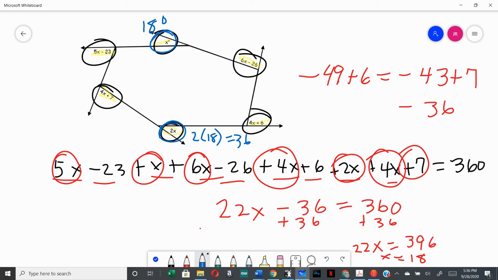I hope this helps you with numbers 9 and 10. So you're just going to set up an equation, solve for x, and then plug in x to each one of the expressions. I only did 2, but you have to do the rest. I hope this helps you with those.